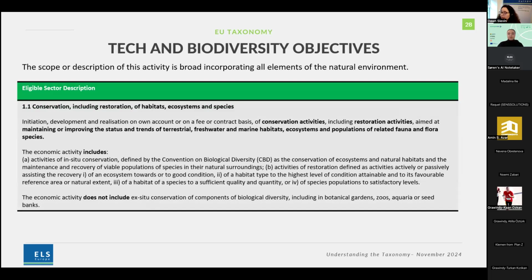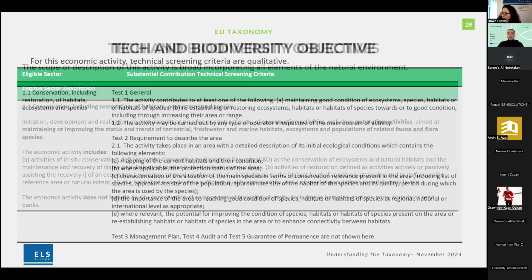So the technical screening criteria again are qualitative, and these apply to, I suppose, really the entity that these tech companies are enabling, in that they're initiating, developing, and realizing on own account or on a fair contract basis conservation activities, including restoration activities, aimed at maintaining and improving the status and trends across water, freshwater, terrestrial ecosystems, and marine ecosystems. And so the technical screening criteria refer to the Convention on Biological Diversity, conservation standards, and also exclude certain activities such as botanical gardens and zoos and seed banks. So it's important to reference the exclusions as well.